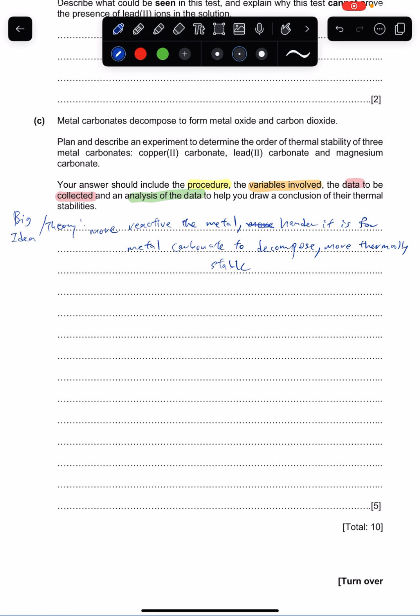So my idea here is I will measure the volume of CO2. So there's a few ways to go about it. You can think, okay, maybe in a fixed time, how much CO2 can I get? Okay, possible. Or you can say the time taken to collect all the CO2. So many variations, they're all generally okay.